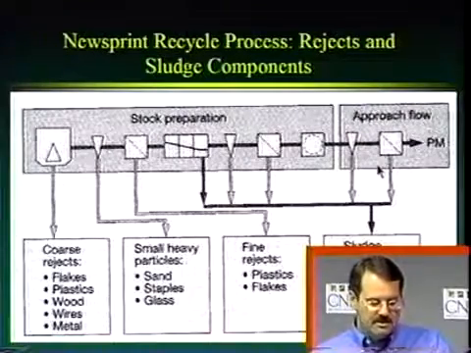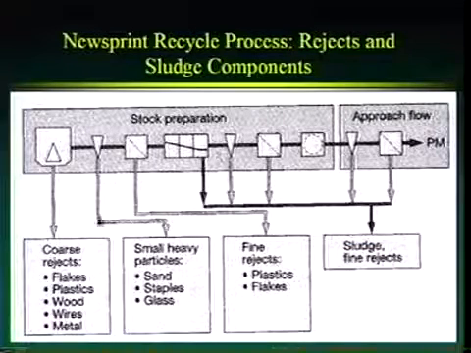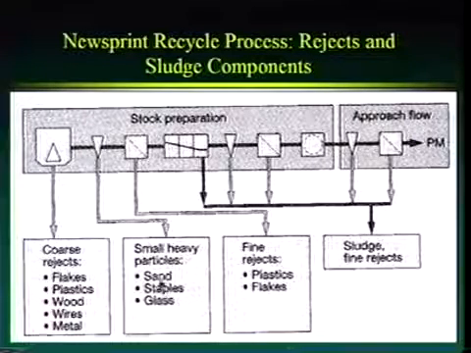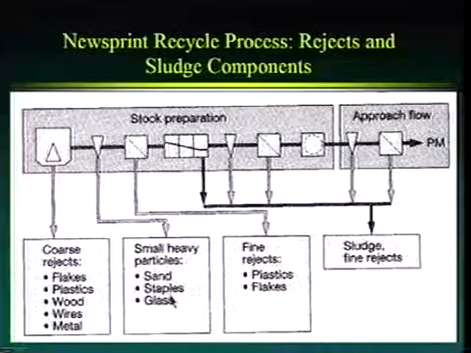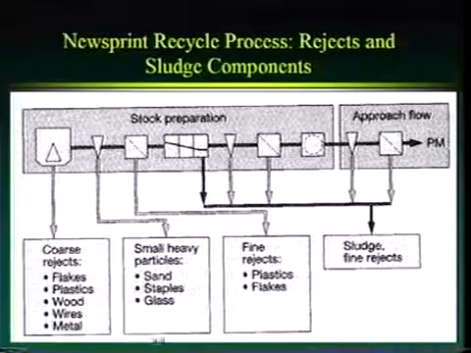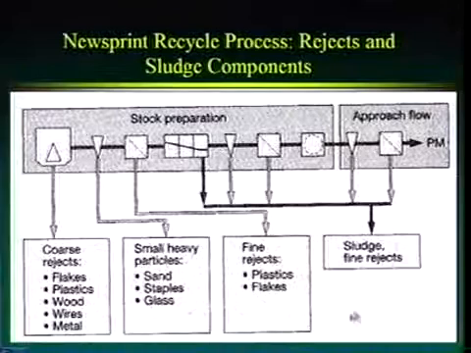All right, and then this just basically describes some of the rejects we're getting. For those coarse rejects that we were talking about: flakes, plastics, woods, wires, and things. And then we'll also get small heavy particles like sand, staples, and glass. And these would be pretty easy draining material. And then we get our fine rejects like plastics and flakes. So all three of these are going to be our rejects.